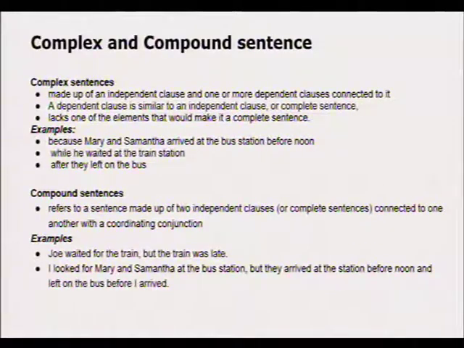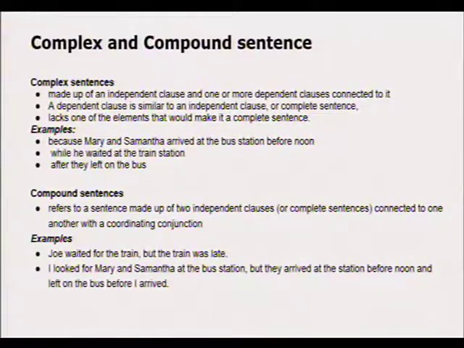A compound sentence refers to a sentence made up of two independent clauses or complete sentences connected to one another with a coordinating conjunction. For example, Joe waited for the train, but the train was late. Joe waited for the train can be on its own. It's a full sentence. And then you can again say the train was late. Both of them would be able to stand on their own, but to make it a compound sentence, you add the two and you add the but, which is the conjunction.